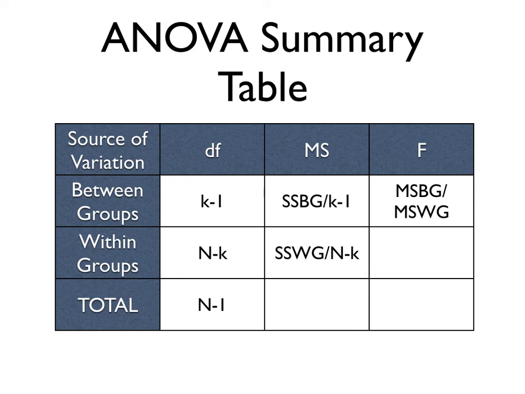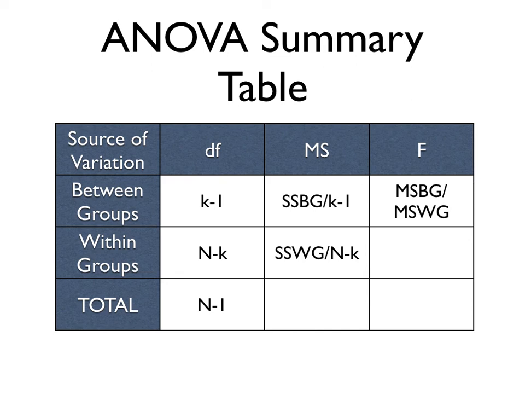Then we have sum of squares between groups divided by its degrees of freedom, sum of squares within groups divided by its degrees of freedom, and our F value is mean squared between groups divided by mean squared within groups. That's what you end up with. So all you want to do now is see, is our F value bigger than a critical value of some sort? And if it is, we reject the null hypothesis.